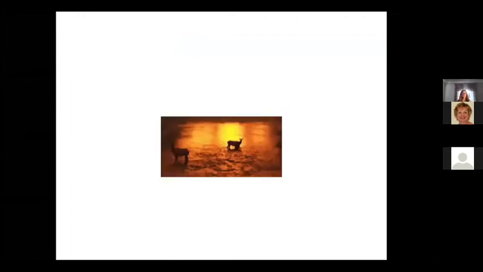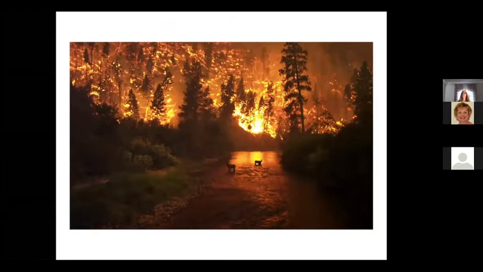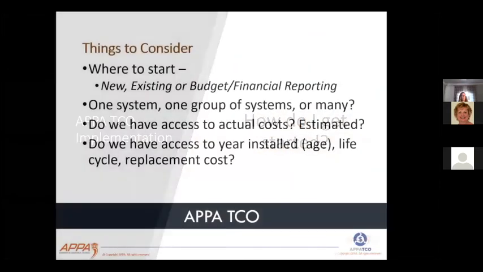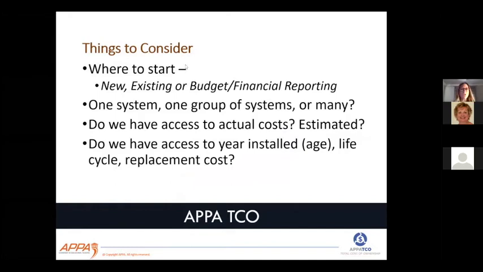And liken that to this photo as we saw yesterday. We think this is a beautiful picture of some deer. And then as we look closer, it is actually a forest fire. Much like total cost of ownership, if we just zero in on one thing, that's all we see. So it's much better that we see the whole picture so we can make a better decision. All right, so how do we get started? So here's some first things to consider as we look at total cost of ownership. Yesterday, we talked a little bit about where you start.